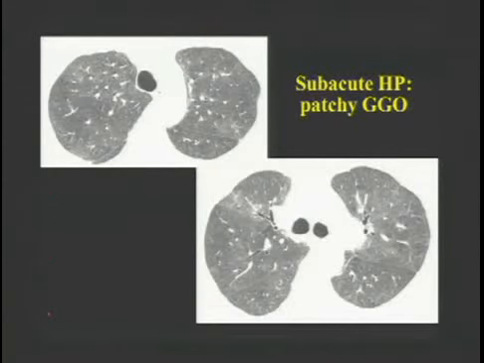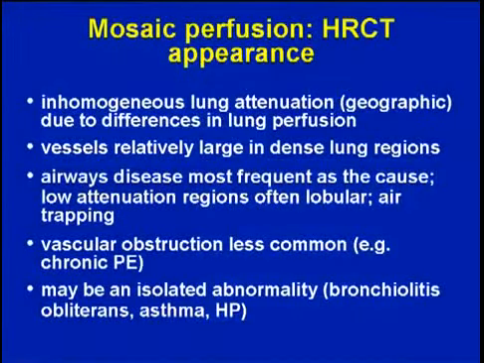Now, here's subacute hypersensitivity pneumonitis with patchy areas of ground glass opacity. That's one of the other common appearances of this. And mosaic perfusion, I'm just going to define because I'll be talking about it for the next few minutes.